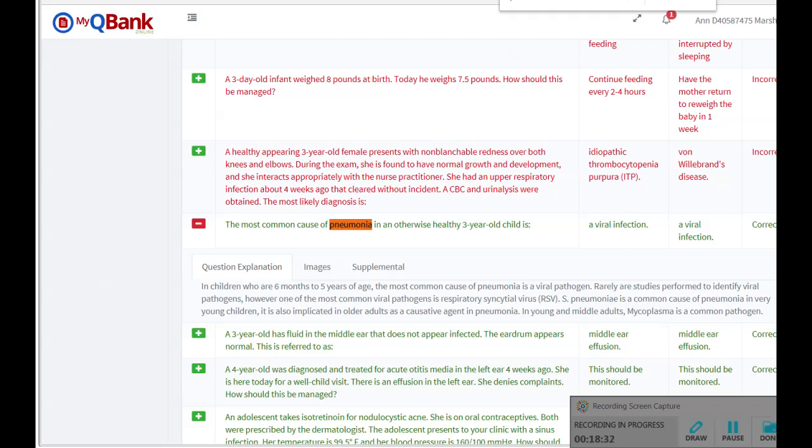However, one of the most common viral pathogens is respiratory syncytial virus, or RSV. S. pneumoniae is a common cause of pneumonia in very young children, less than 6 months old. It is also implicated in older adults as a causative agent in pneumonia. In young and middle adults, mycoplasma is a common pathogen.